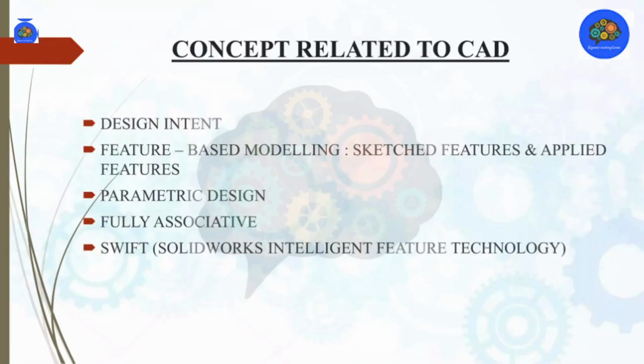Okay, then the next thing is concepts related to CAD. What are all the concepts? Design intention, the intention of the design, what is the design purpose, and the feature based modeling, and then sketch features and applied features will be used, and then the parametric design will be used, and fully associative designs also will be used. SWIFT means SolidWorks Intelligent Feature Technologies, that is called SWIFT. Okay, some intelligent technologies will be used to create the products.